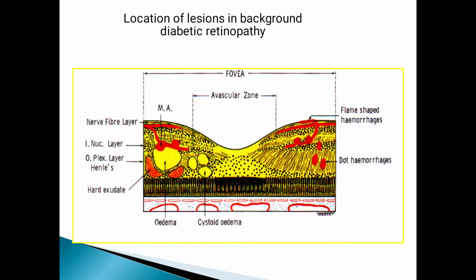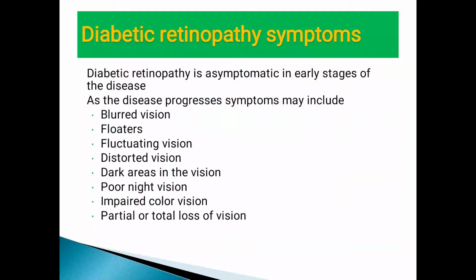If you see anatomically, the lesions are located in various parts of the retina. We'll discuss the lesions later, but you can see that flame-shaped hemorrhages are located in the superficial or inner layer of the retina, whereas dot and blot hemorrhages and these hard exudates are located slightly in the middle layers of the retina. They are located basically in the outer plexiform and inner nuclear layer.